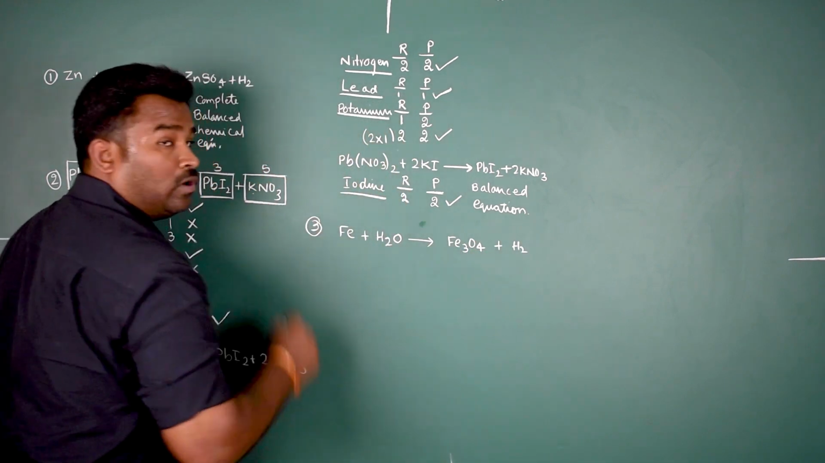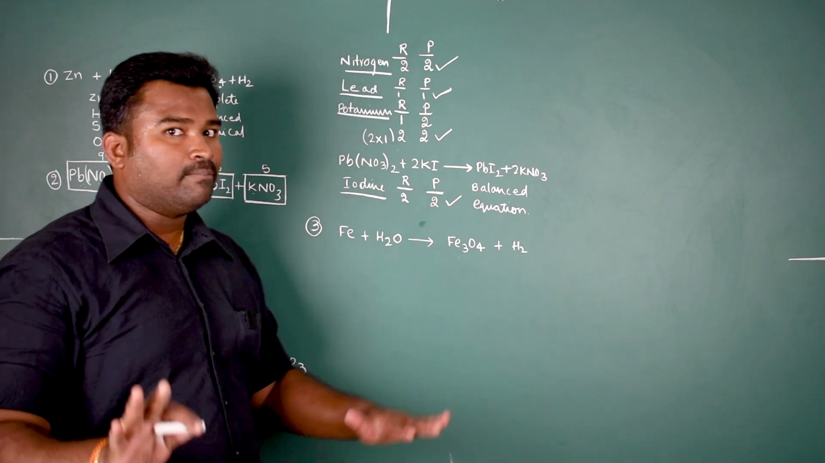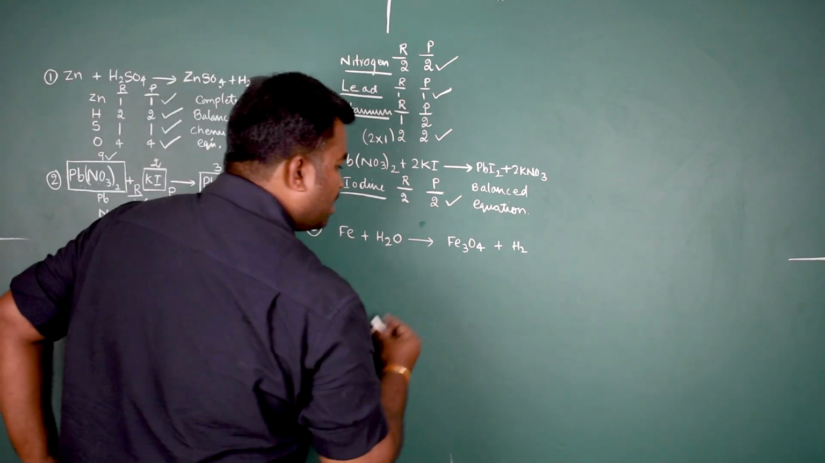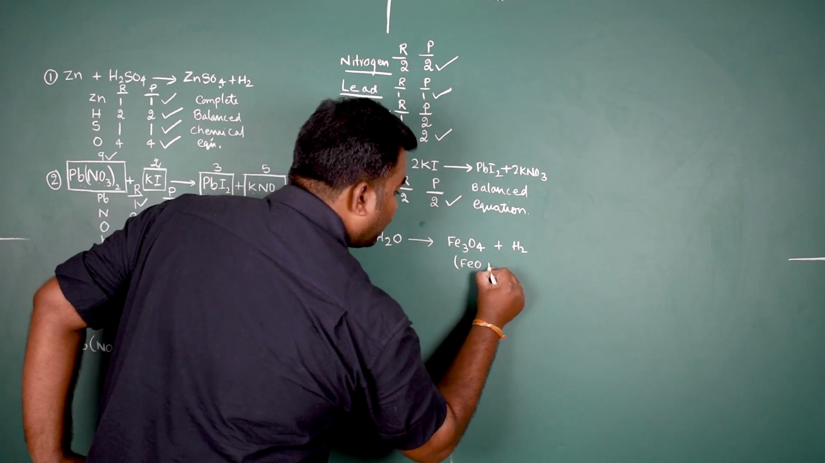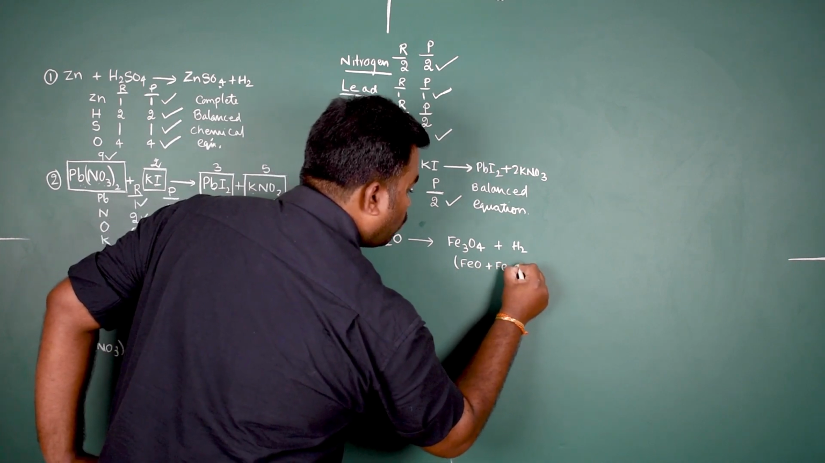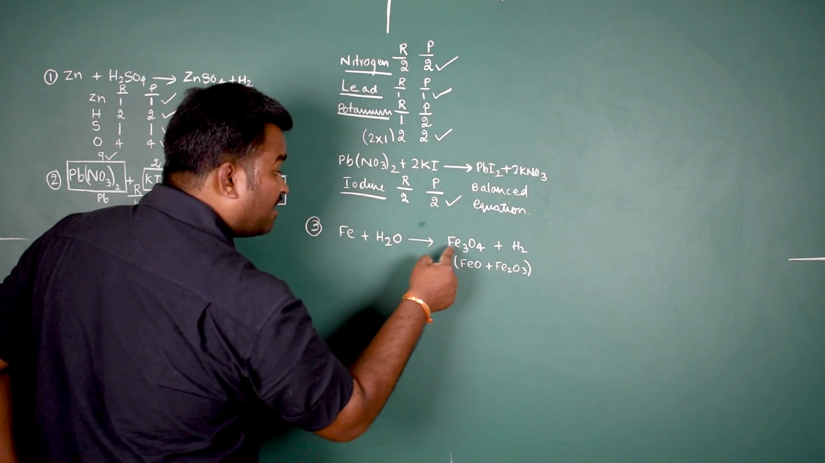This is a mixed oxide. This is a mixture of two compounds. Keep in mind, this will help you in your higher grades. This is a mixture of FeO plus Fe2O3. That is the reason you write it as Fe3O4.